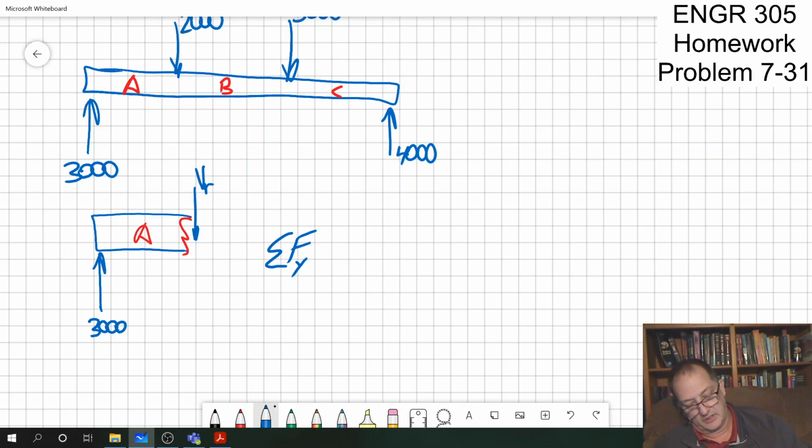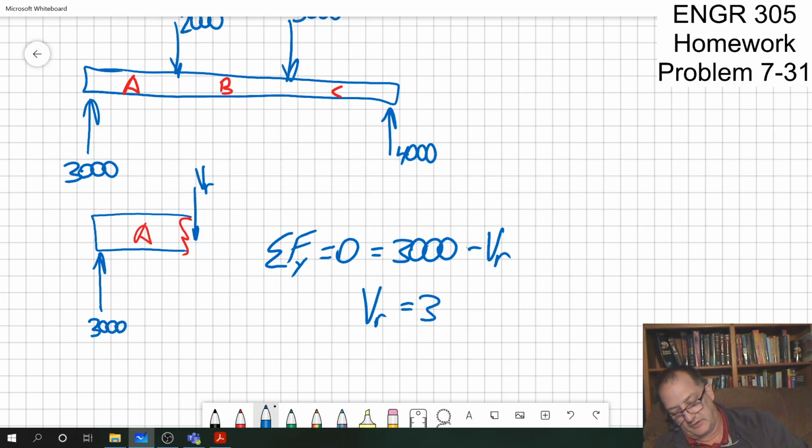Sum of the forces in the y direction are equal to 0, are equal to 3,000 minus VR, equal to 0. So for this section, VR is equal to 3,000. Sorry, not for section A to B. For section A, which goes from 0 up to 4 feet.